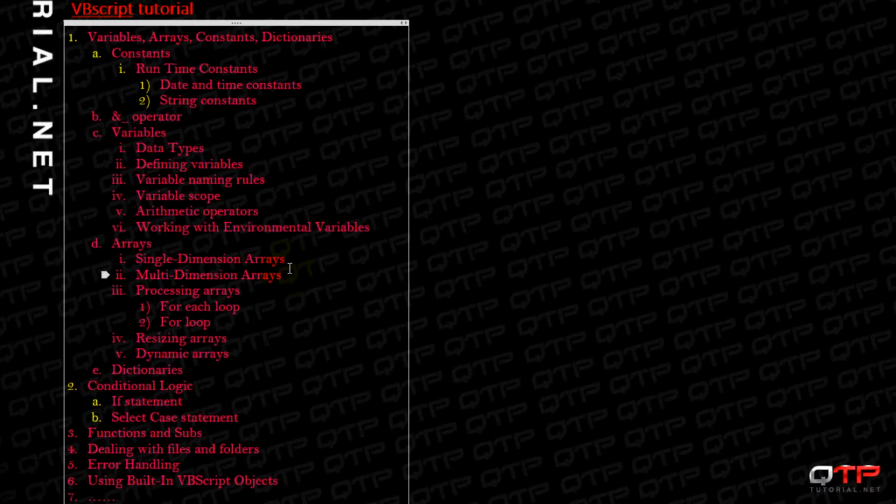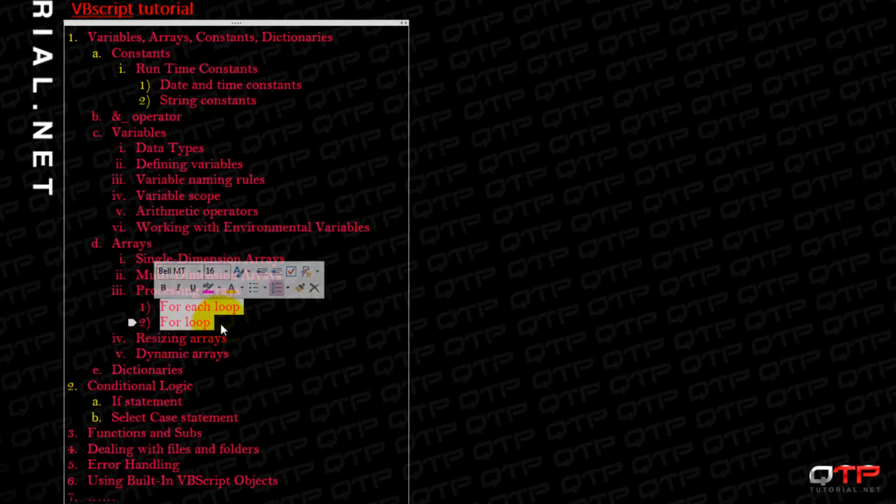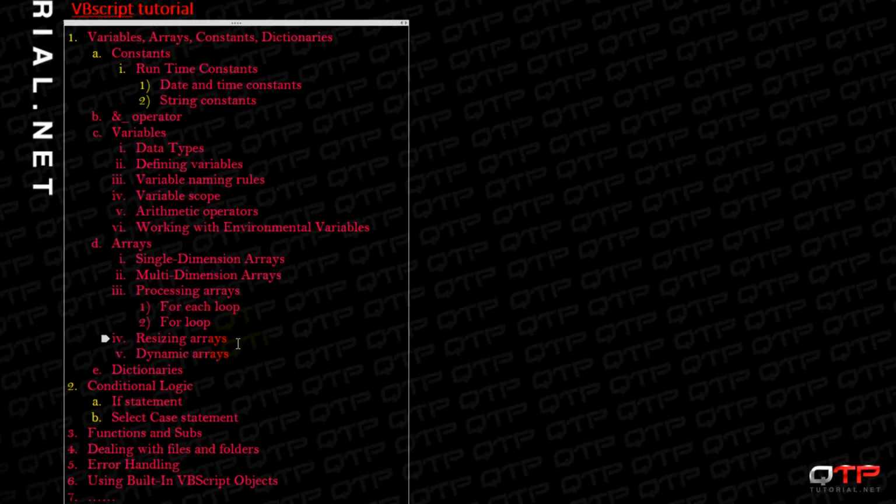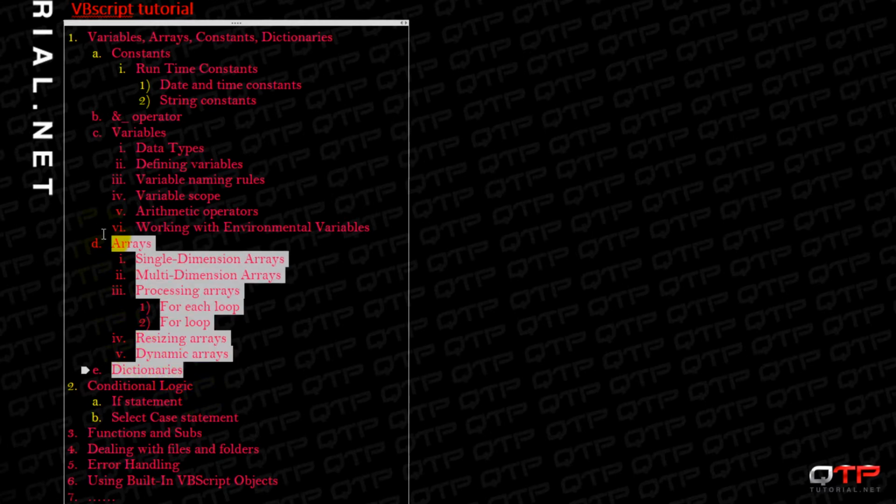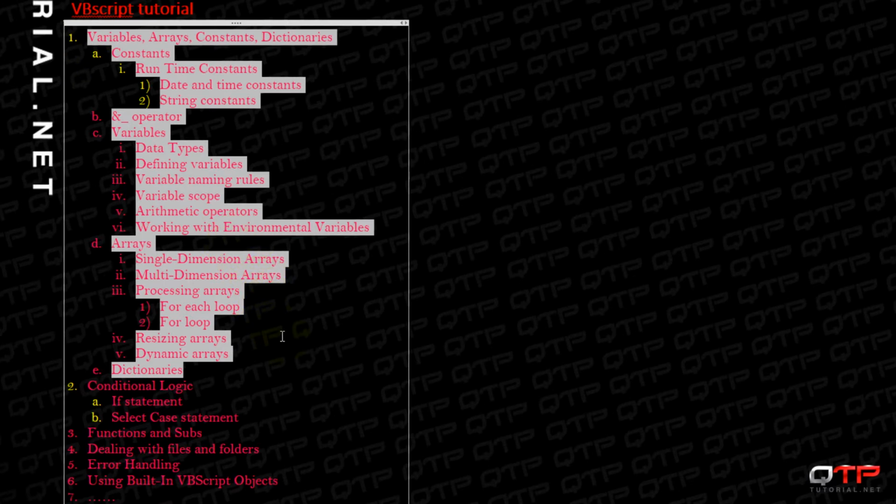After that, we moved into the great concept of arrays, so useful and so fantastic in automated testing frameworks and any kind of development. We learned about single-dimension arrays, multi-dimension arrays, and processing arrays using two different loops, which are the for each loop and the for loop. After that, we learned how to resize the arrays and how to deal with dynamic arrays. Finally, we wrapped everything up with dictionaries, which are similar to an array, but they store everything in a key value pair. And all of that provided a phenomenal background of variables, arrays, constants, and dictionaries.